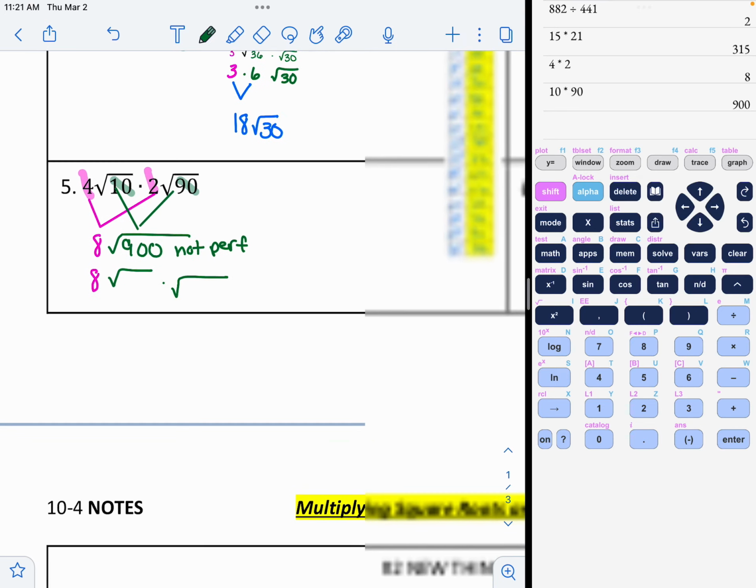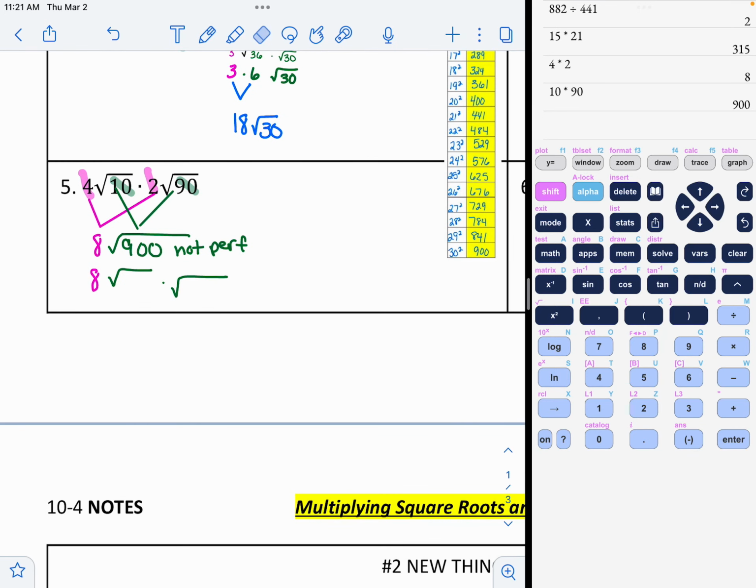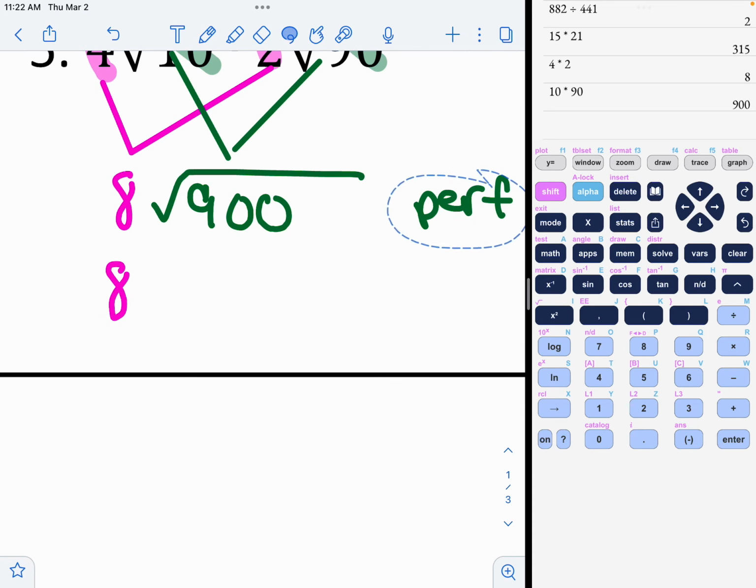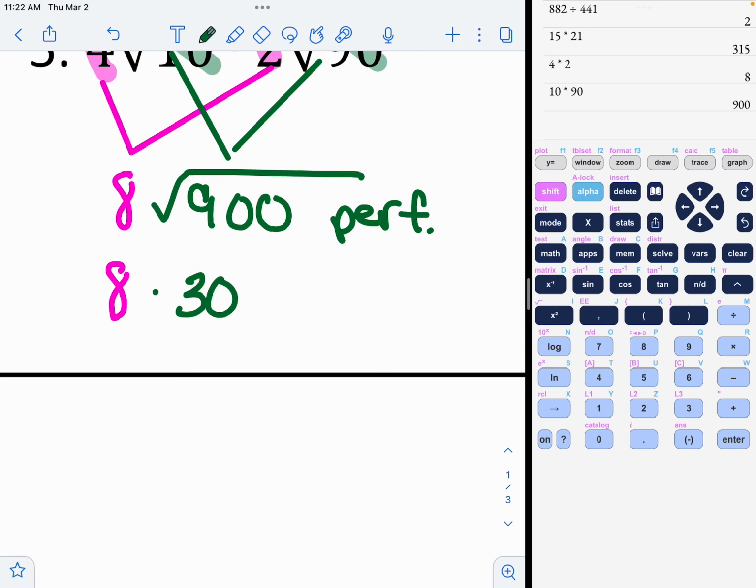So, oh, that was a big fat lie. It is perfect, Mrs. Langella. Boo hiss. It is perfect, silly me. The square root of 900 is 30. So I'm gonna write that it is perfect. I'm gonna pretend like I didn't make that silly mistake. And the square root of 900 is just a 30 with no leftovers.